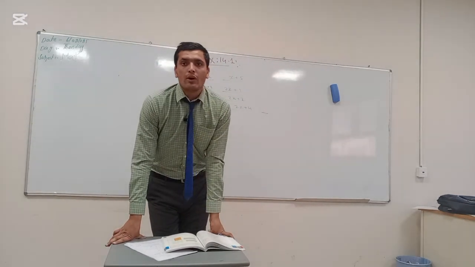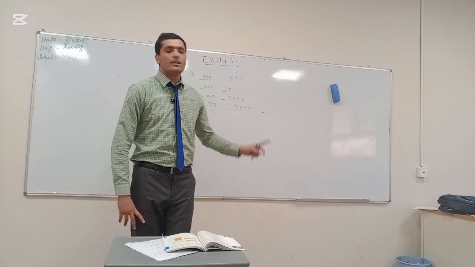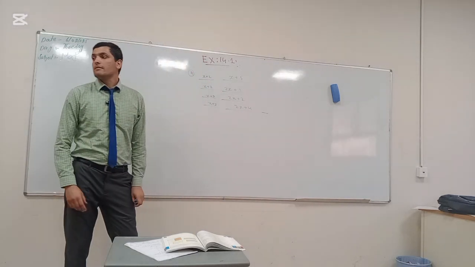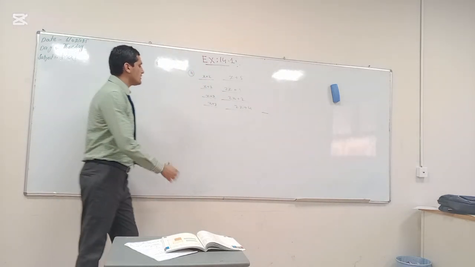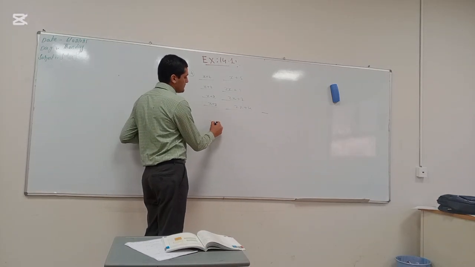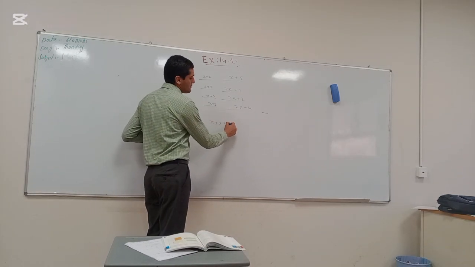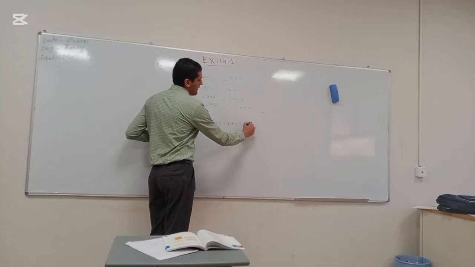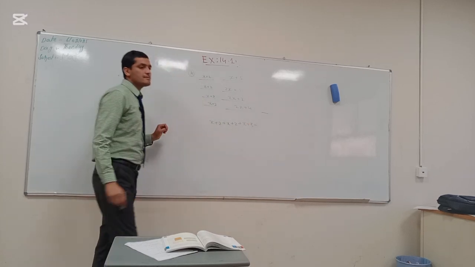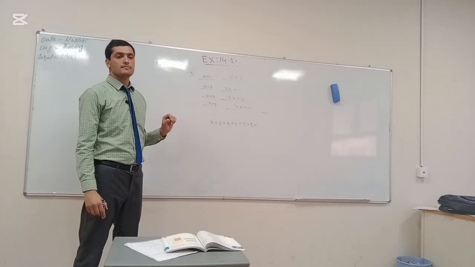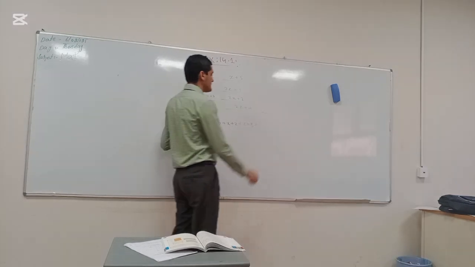x plus 2 and x plus 2 are the smallest. After this, the next smallest one is x plus 3. So see, x plus 2 plus x plus 2 plus x plus 3. What is the answer of this? It's 3x plus 7.